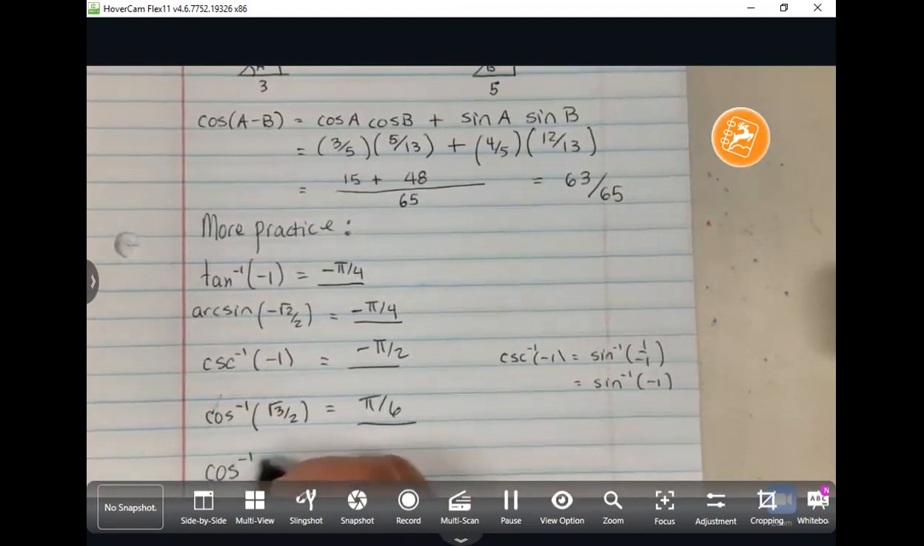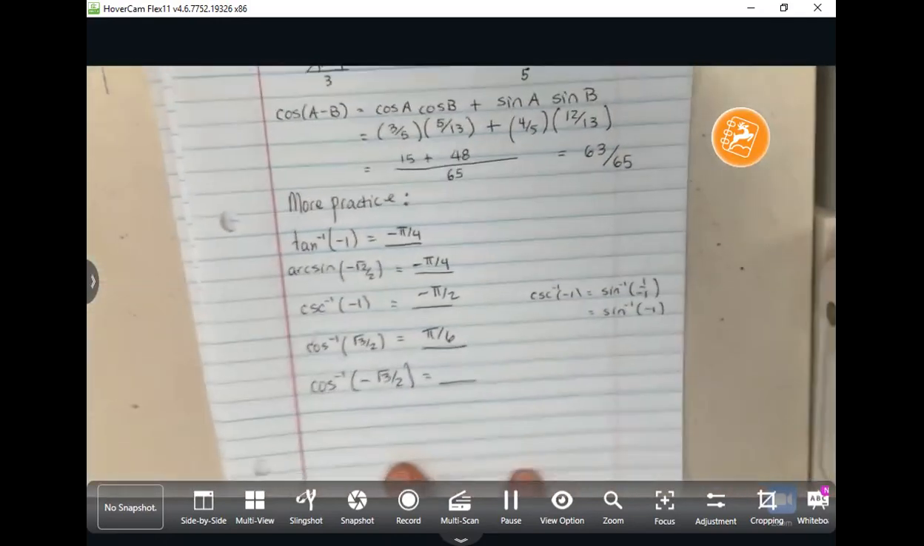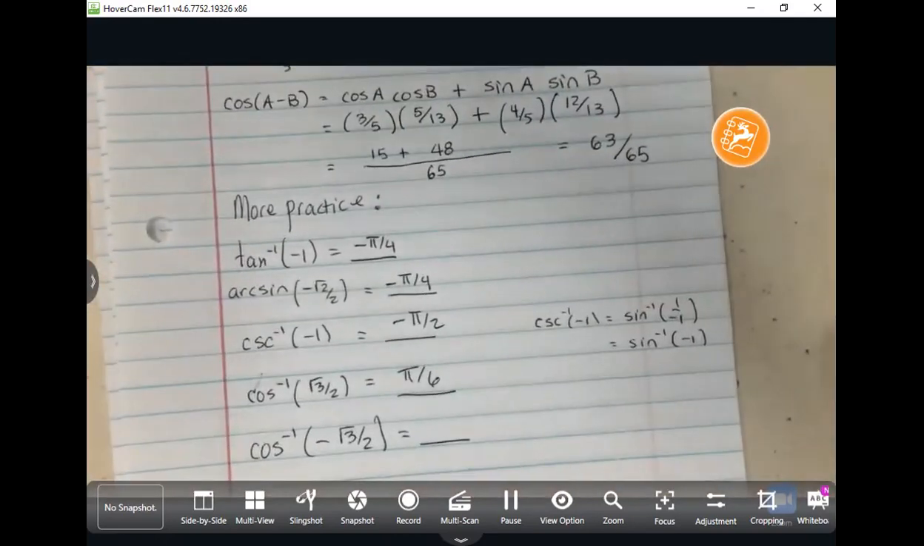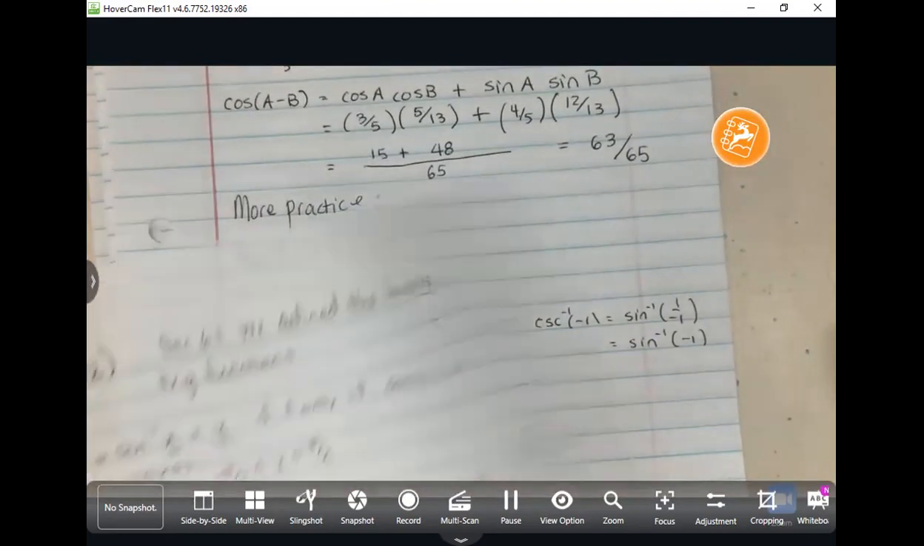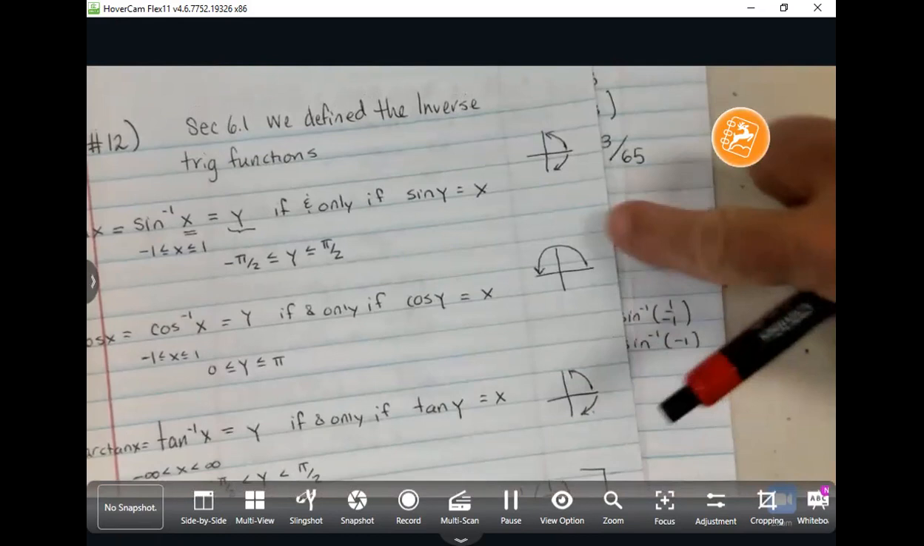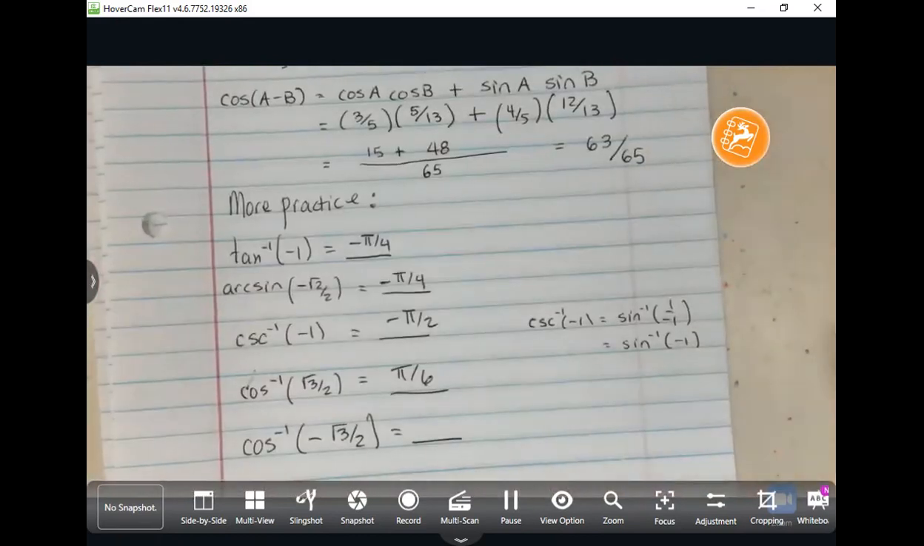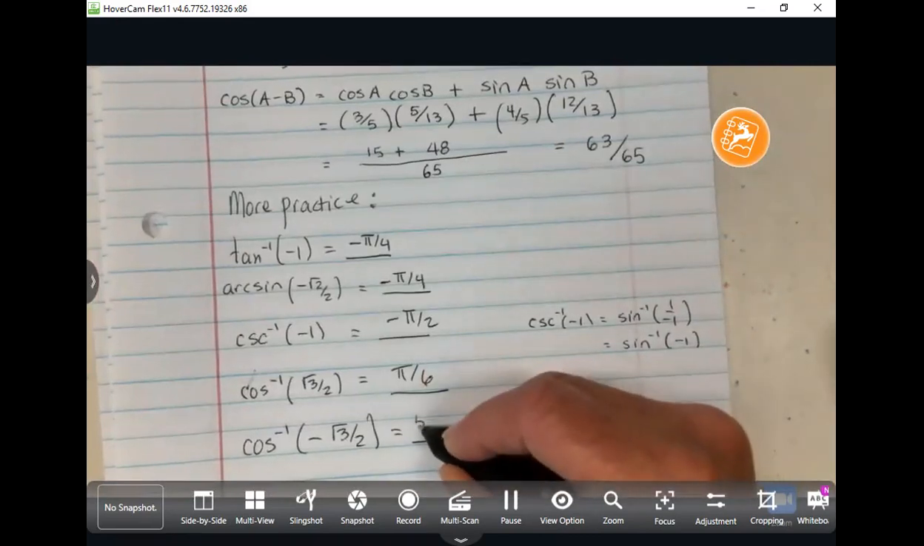What about the inverse cosine of negative square root of 3/2? It's not negative pi/6 for the cosine, because for the inverse cosine, we have to spit out angles there. For the inverse sine and the inverse tangent, we go acute. For the inverse cosine, it's quadrant 1 or 2. So I need the quadrant 2 angle associated with pi/6. 5 pi/6.